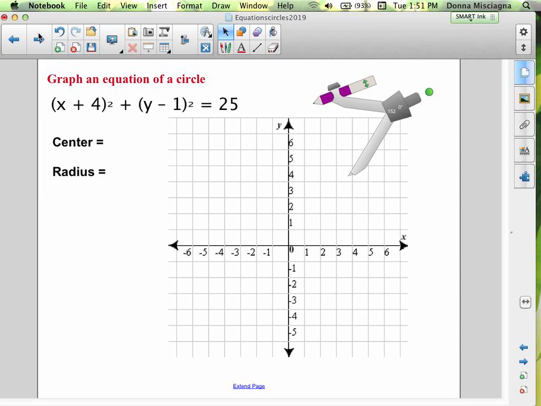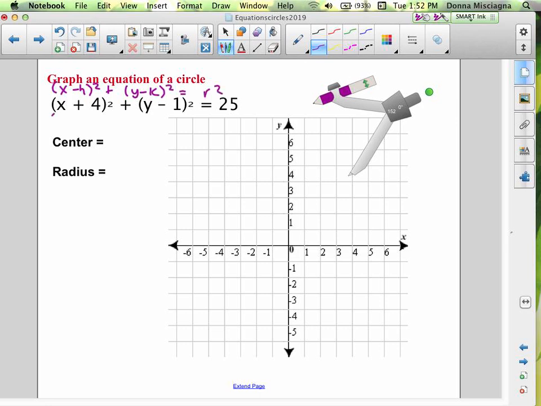All right, so remember the equation is x minus h squared plus y minus k squared equals r squared. That means that x plus 4 is really x minus a negative 4 squared. And then y minus 1 squared. And then the square root of 25 is 5. So 25 is 5 squared. So that means the center is negative 4, 1.